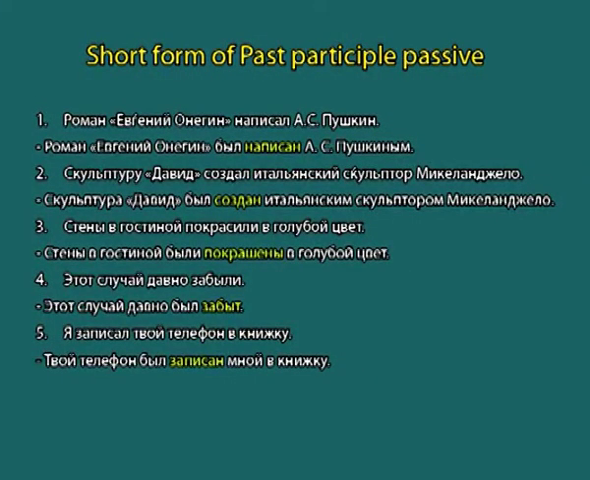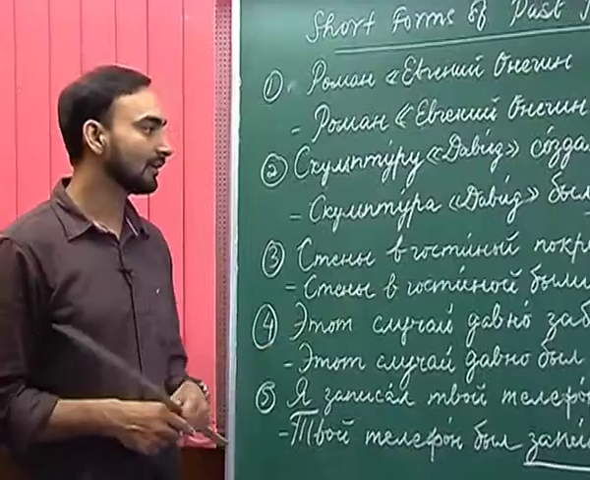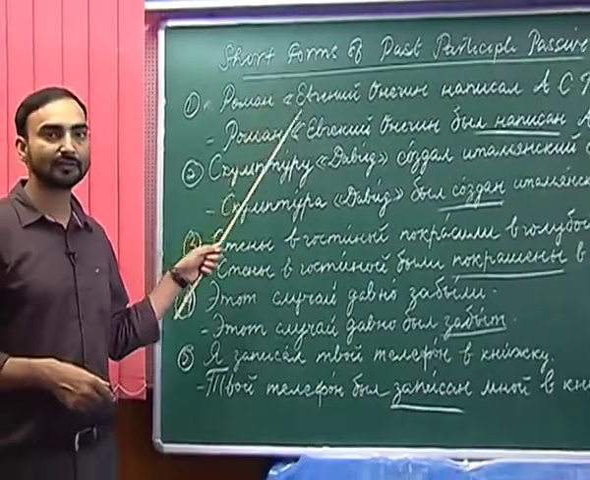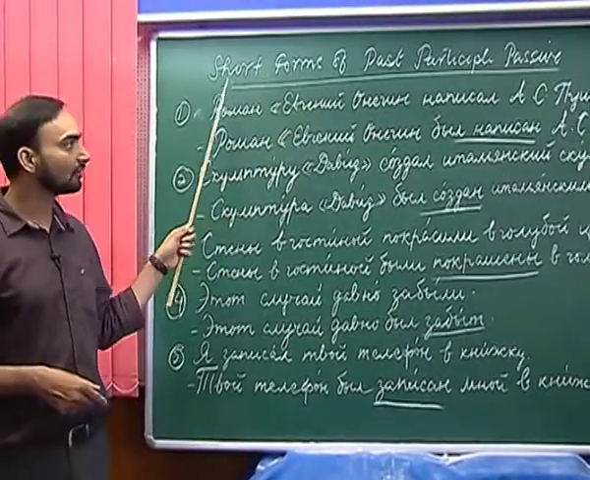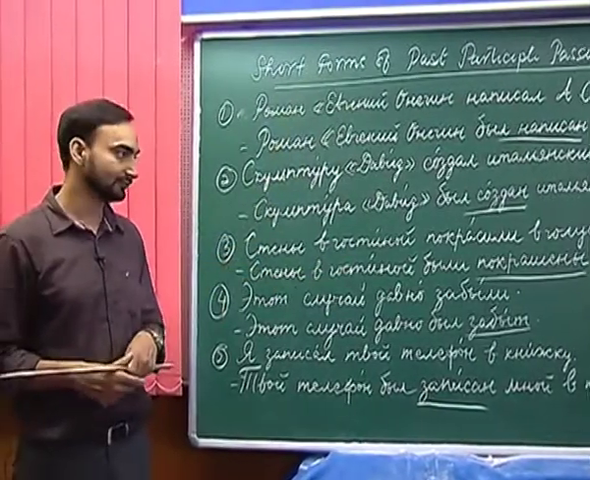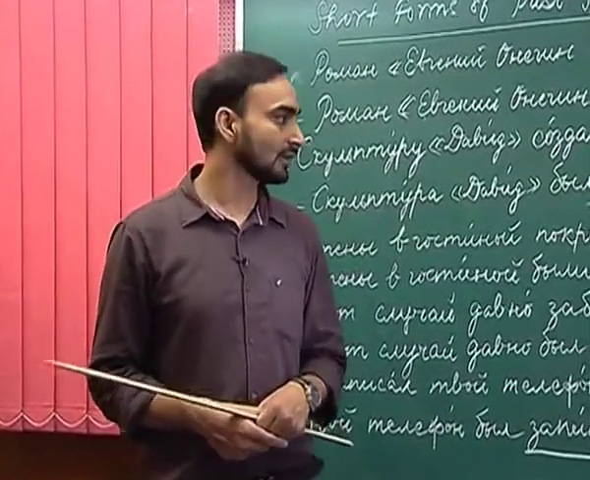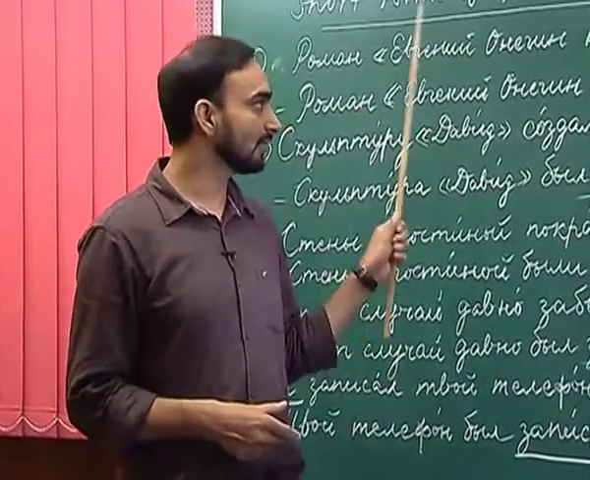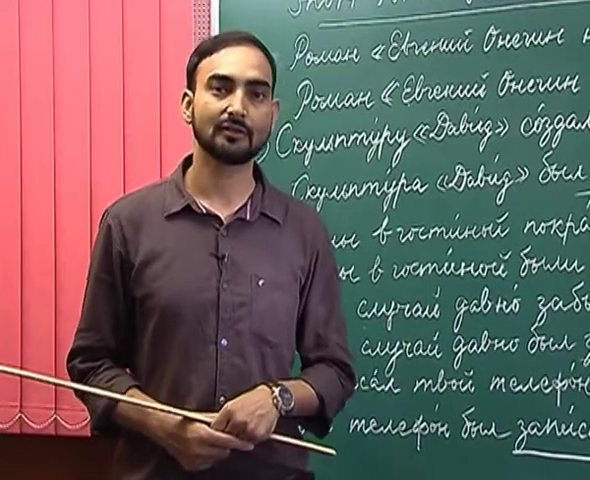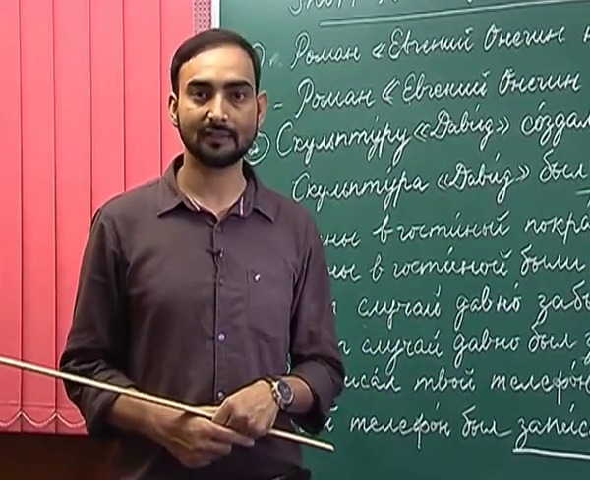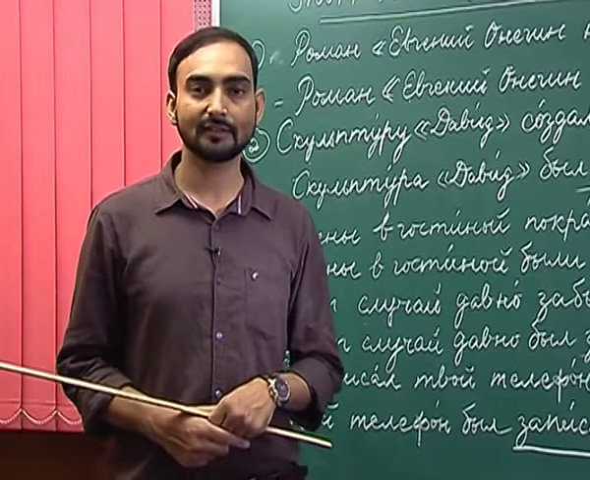So, this is about the use of short forms of the past participle passive while changing active constructions into passive. This is all we have, and with the conclusion of this topic I conclude the lesson here. This is the end of our course.